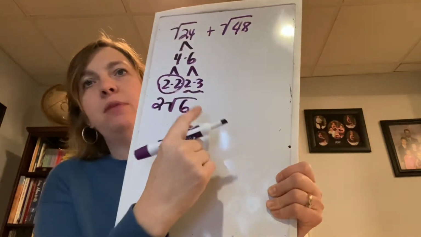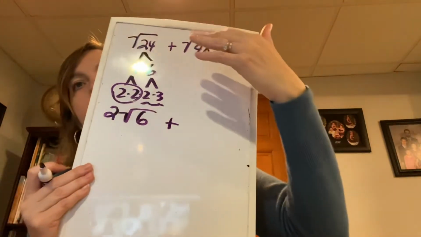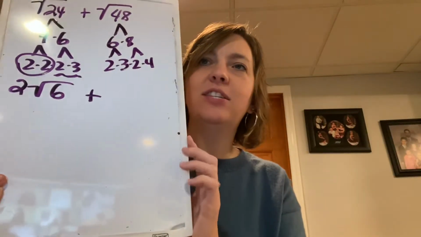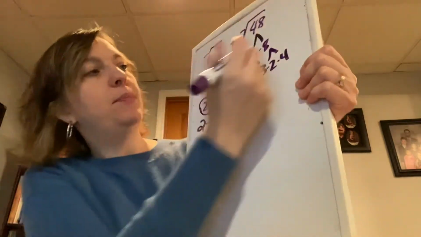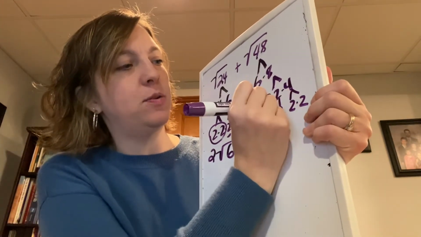I'm going to bring down my plus sign, and then I'm going to go back up and bring down 48. What is 48? Well, I know that 6 times 8 is 48. 2 times 3, 2 times 4. Now, be on the lookout. I have seen students stop here and forget that 4 is not prime. So I'm going to bring down 4 is 2 times 2, which is another perfect square.